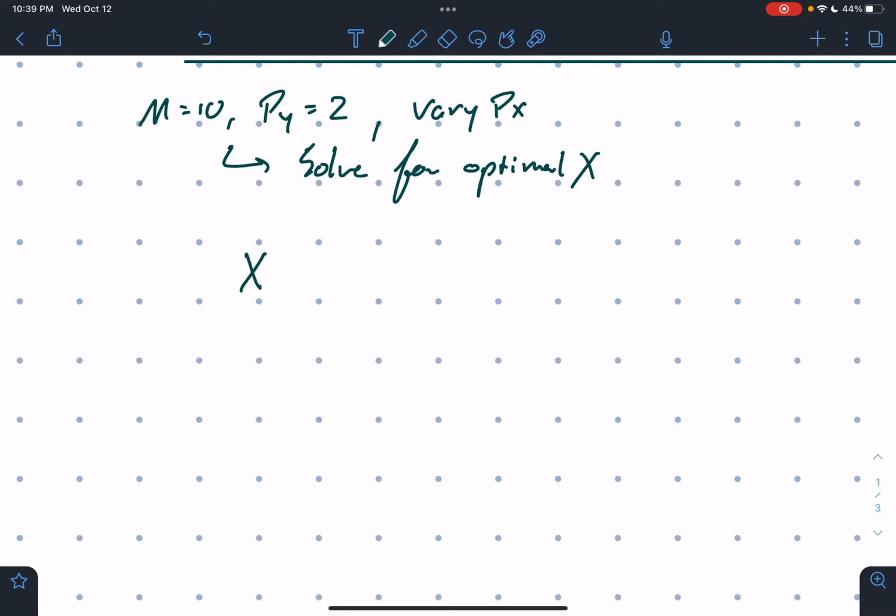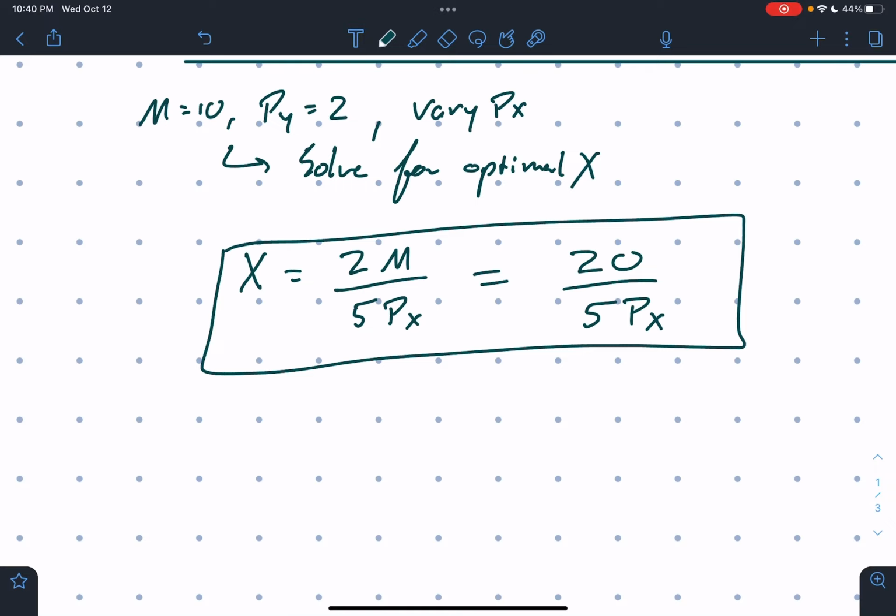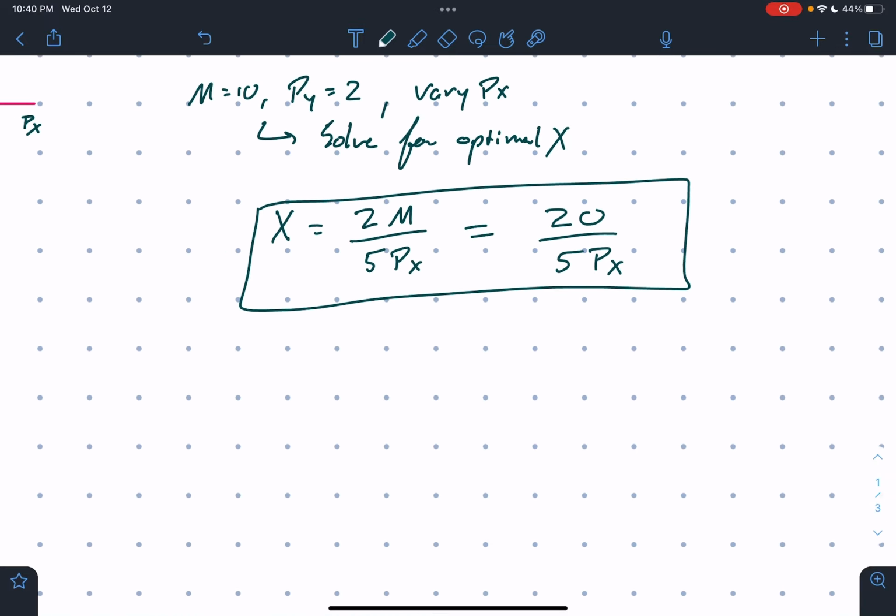So we have that X is equal to 2M over 5 PX. So when M is equal to 10, this is just 20 over 5 PX. So this tells us the amount of X that we buy at any given price of X. Okay, so nothing more to it. We just literally plugged in these numbers to the equation that we derived in the previous problem.